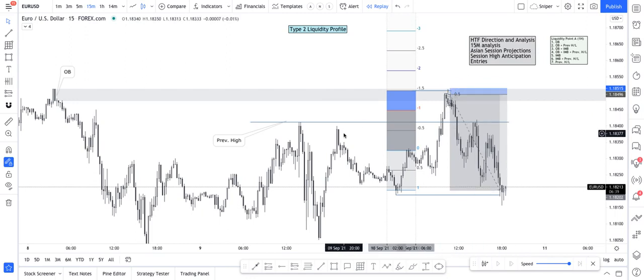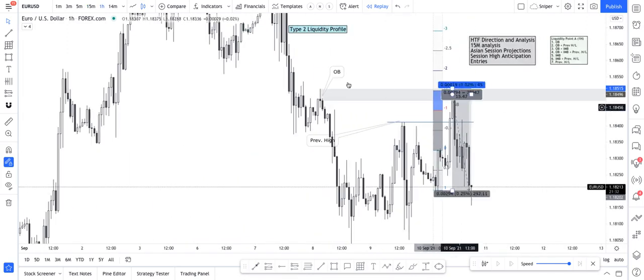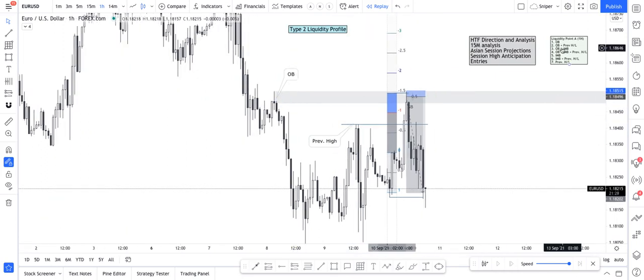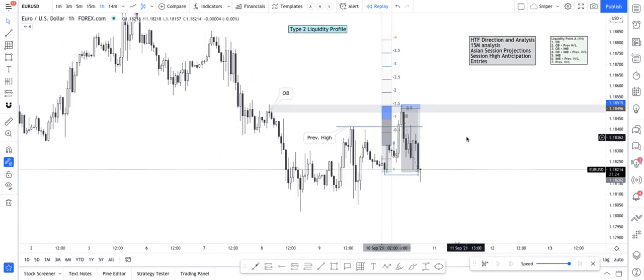You need to couple it with the 1 hour profile, and this 1 hour is then the order block with which we refined, and we have our previous high. So we have a type 2 order block, type 2 profile, and that is how we take the trade.